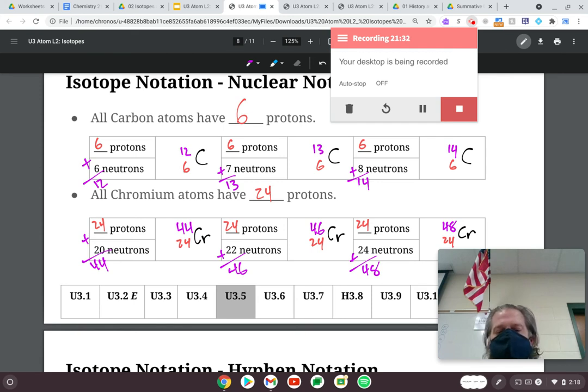24 plus 22 is 46, which goes on top. And 24 plus 24 is 48, which goes on top. And hopefully yours look like that. Questions?